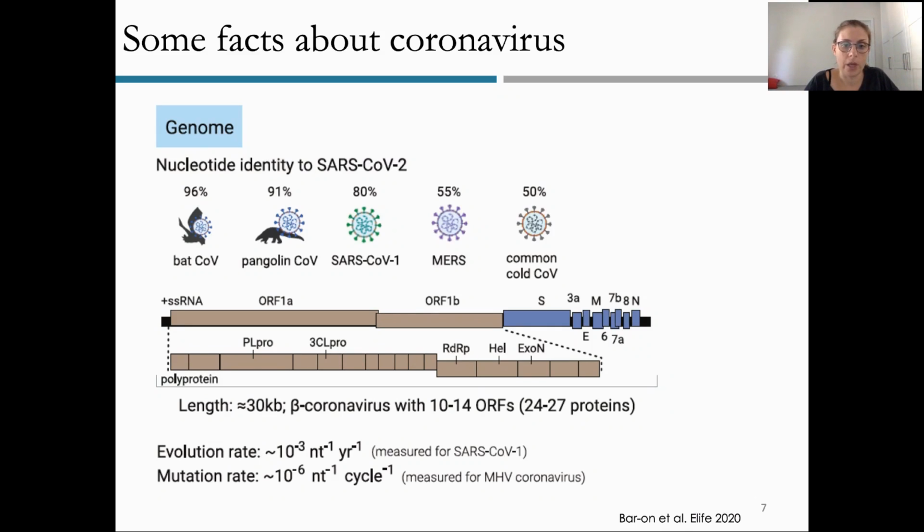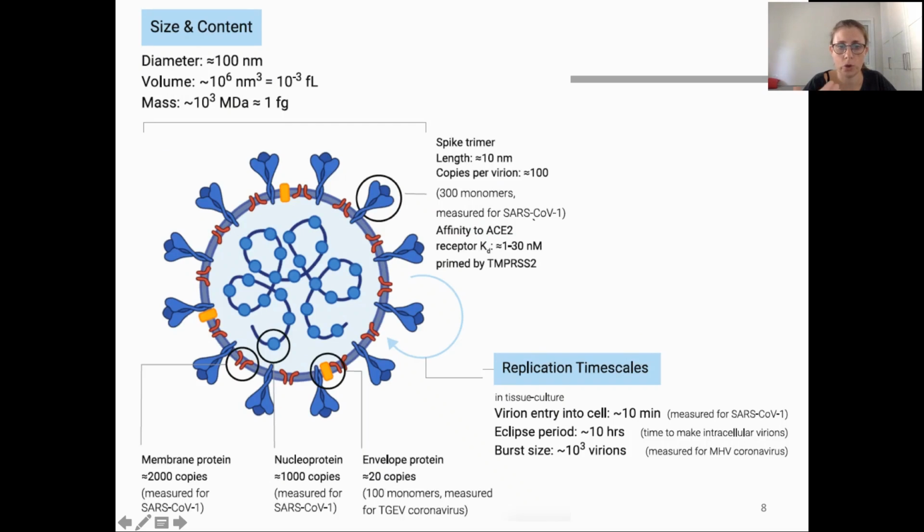Another important measure is the evolutionary rate of this virus, which is 10 to the minus 3 nucleotides per year. So this is the number of changes in the virus genome per year. Again, if you multiply this by the genome length, you get the actual number that you get per year. This is a relatively low number, as I'll soon show you. But before that, I'll just give a brief discussion about how this virus looks.